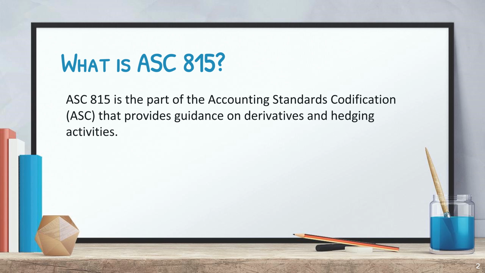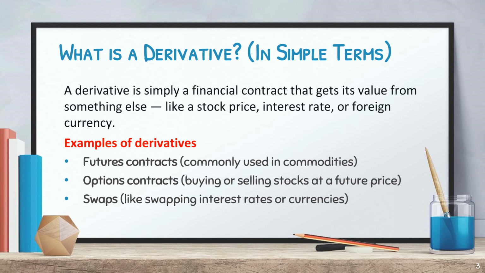ASC 815 is the part of the accounting standards codification that provides guidance on derivatives and hedging activities. But before we get into the accounting side, let's break down the two major terms here, derivatives and hedging, because understanding these two is key. A derivative is simply a financial contract that gets its value from something else, like a stock price, interest rate, or foreign currency. Think of it like this.